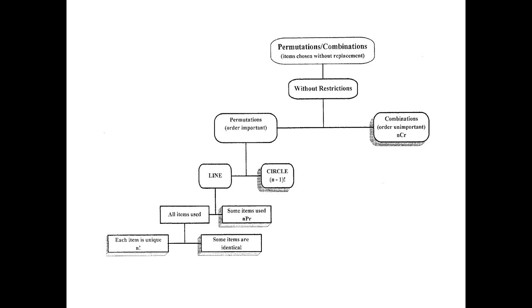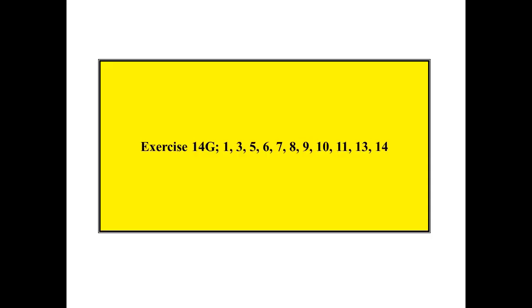Here's just a little flow chart of the thinking of how, if we don't know how to approach the problem, what should we be using? Is it a permutation? Is it a combination? I forget where I found it, but I thought, it's not too bad. All right, there we go. 14G.